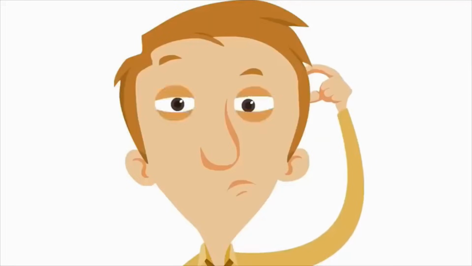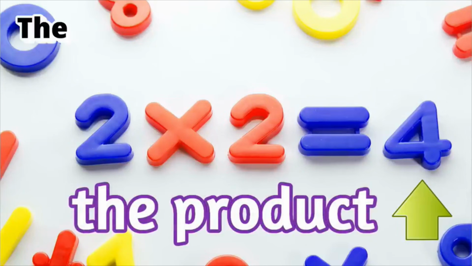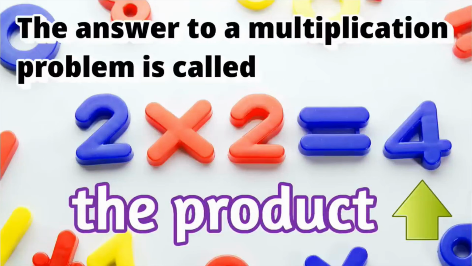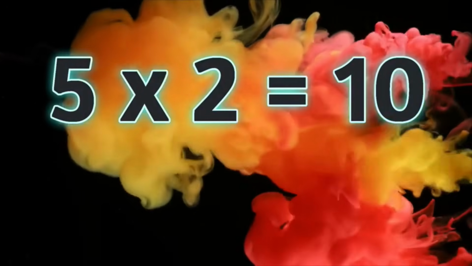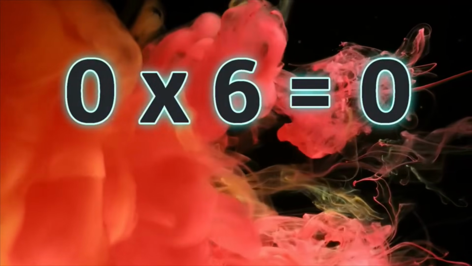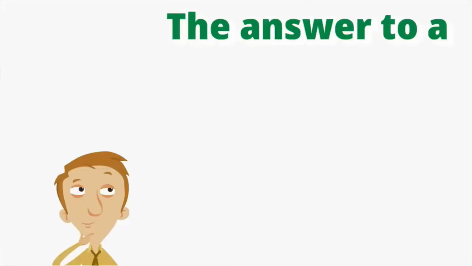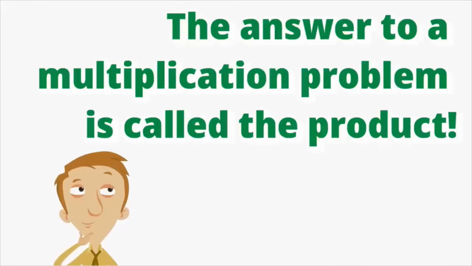Oh, it's question time. I have a question for you. What is the answer to a multiplication problem called? Yeah, the product. The answer to a multiplication problem is called the product. For example, 5 times 2 equals 10. 10 is the answer, so it's called the product. 0 times 6 equals 0. 0 is the answer, so 0 is the product. The answer to a multiplication problem is called the product.